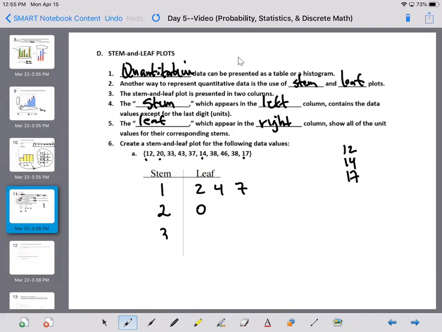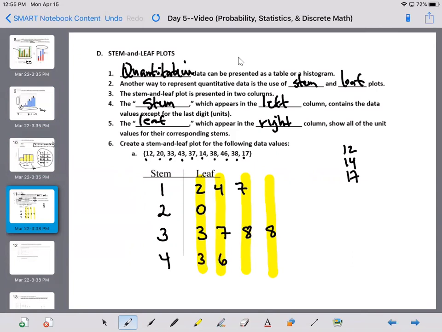And then the 30s, so 3 tens. So I'm looking at 1, 2, 3, 4. So I should see 33, 37, 38, 38. And just notice how I'm trying to do the best I can to line up everything. And then number 4, what do I have in the 40s? Looks like I have 43 and 46. So this would represent a stem and leaf plot.